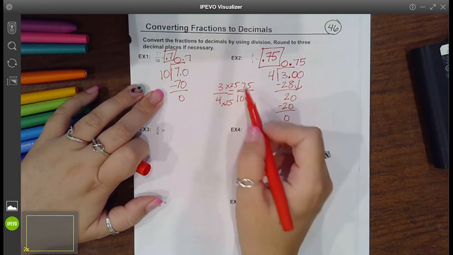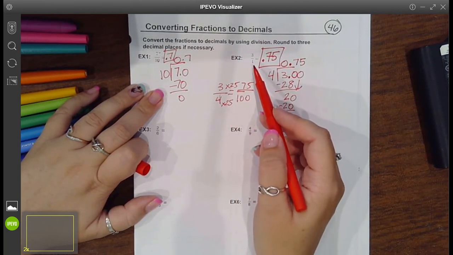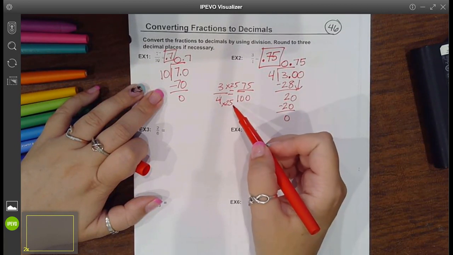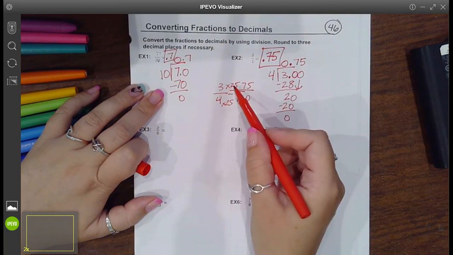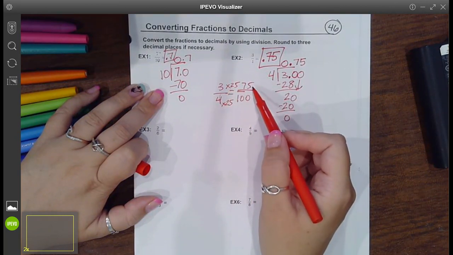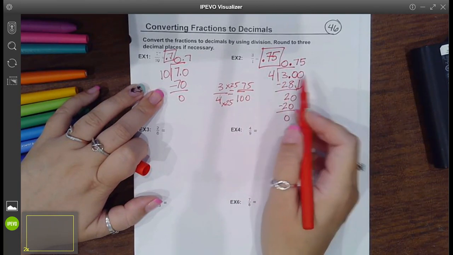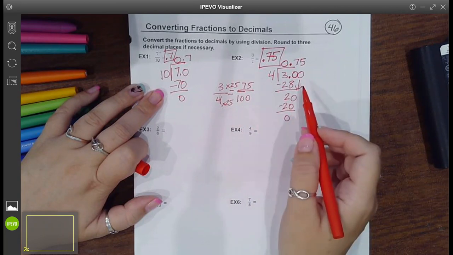So yes, this is a lot simpler. And when it works, if you have a denominator that can become 10, 100, or 1,000, please do it this way. Just show me what you multiplied by to get that power of 10, and what you did the same thing on top. And then I know that 75 hundredths is the same thing as 0.75. So you wouldn't have to do the long division. But if this is confusing, you can just do long division.